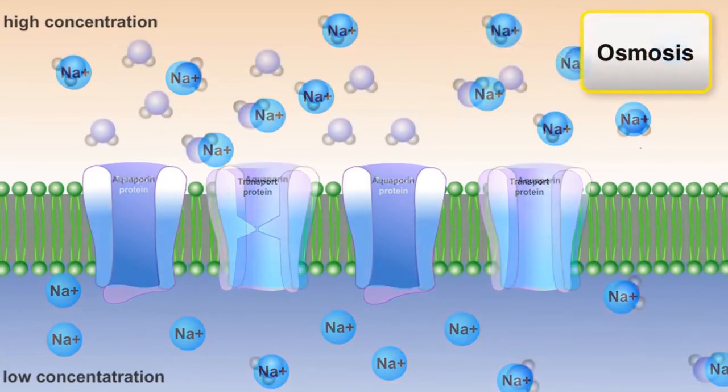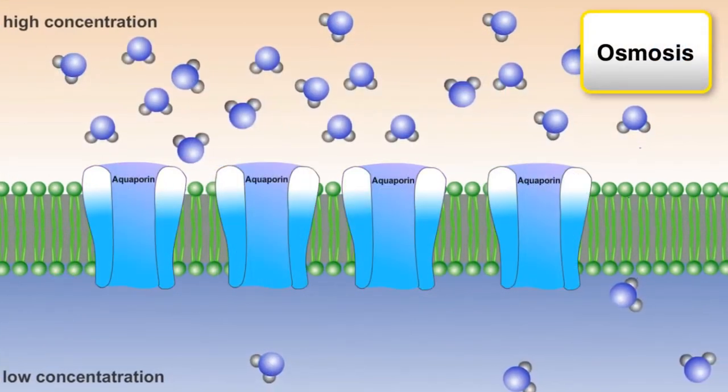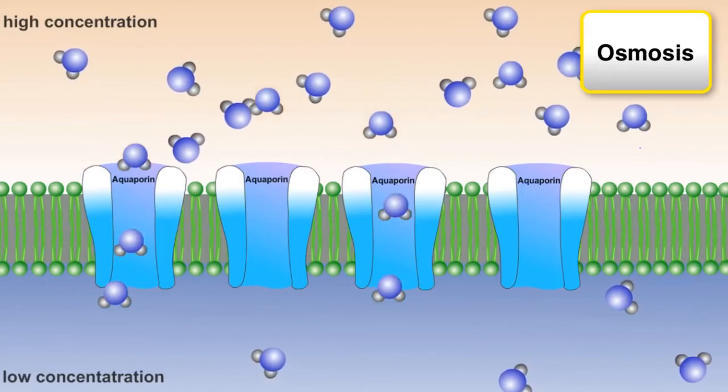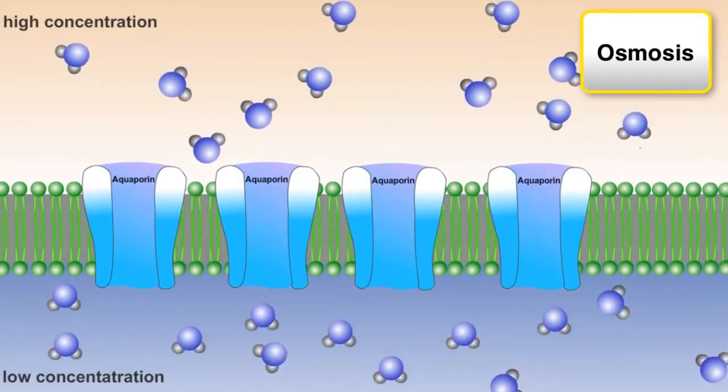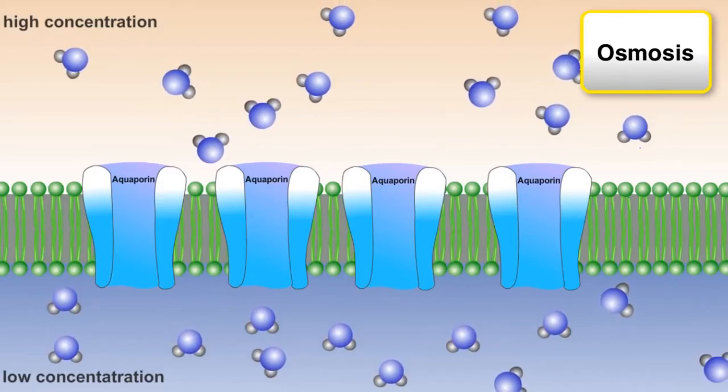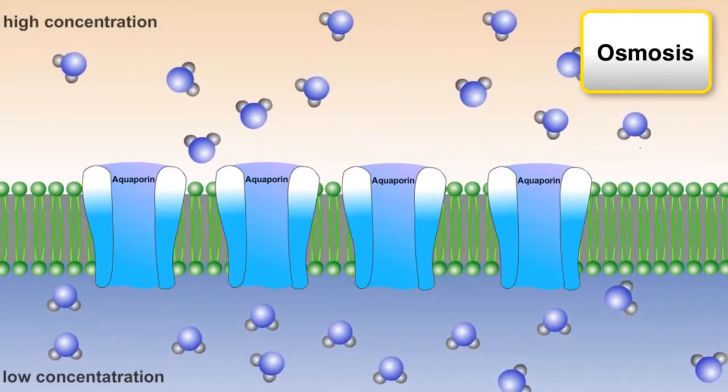The diffusion of water across a membrane, or osmosis, is another example of passive transport. In many cases, specialized proteins called aquaporins allow for the more rapid transport of water molecules.